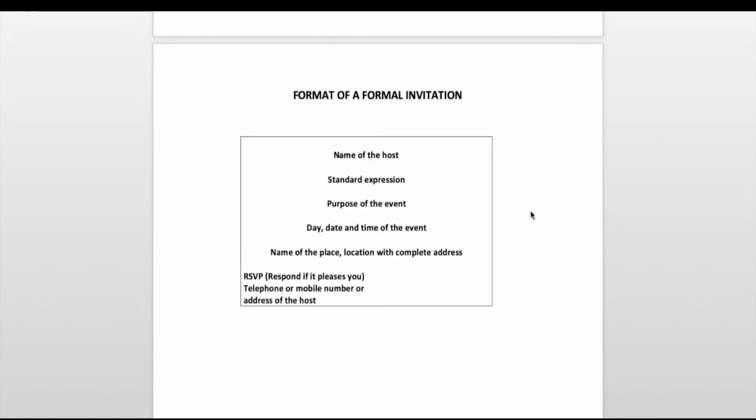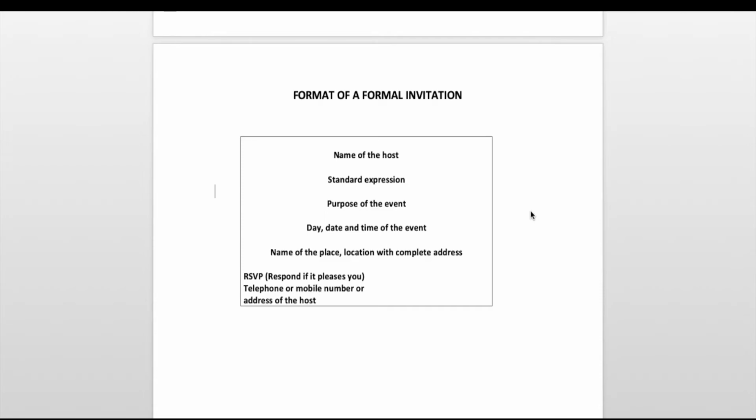Now we will jump on to the format of a formal invitation. So let me take a very simple example. I am opening a boutique and I am Ms. Gupta. So I am writing a formal invitation to invite some of my friends, families, and acquaintances. So what I would do is draft a formal invitation for the inauguration of my new venture, for the inauguration of my new boutique.